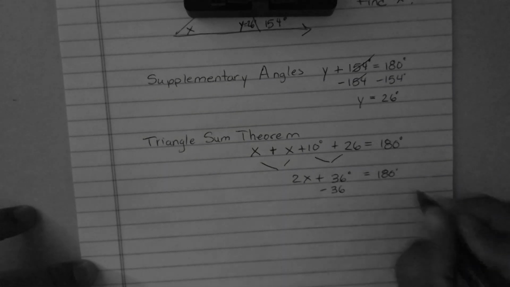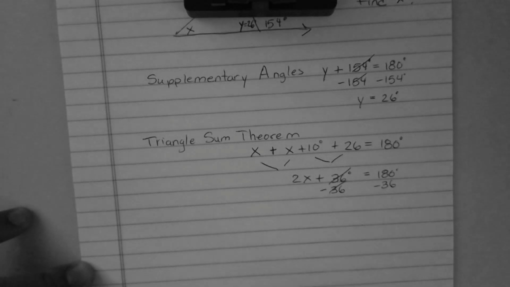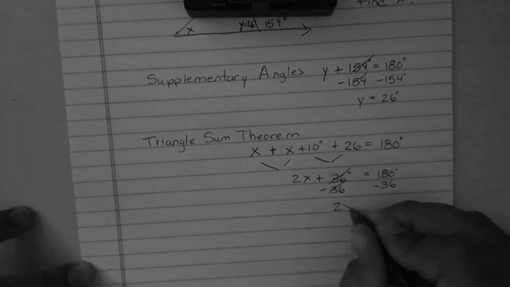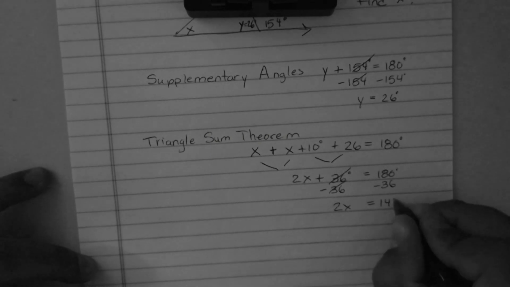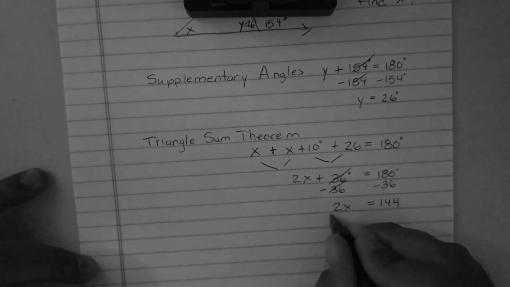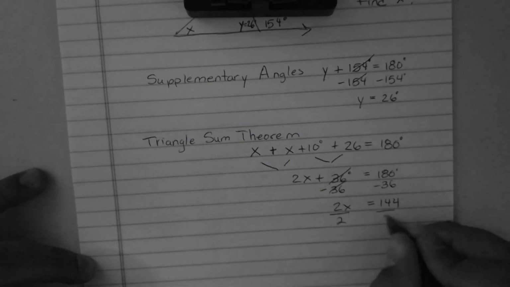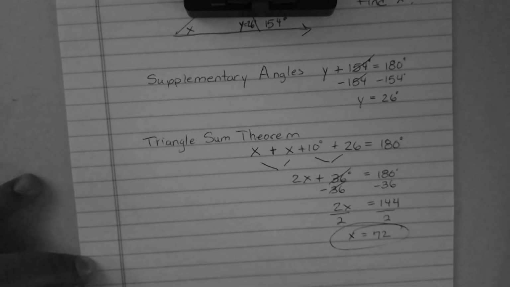What you do to one side, you must do to the other side. This cancels out. What do you do with the 2x? You bring it down. Very good. 2x is equal to what? 144. So what should be the next step? What do you do to one side? X is equal to? We're done, guys. That's my answer, 72.